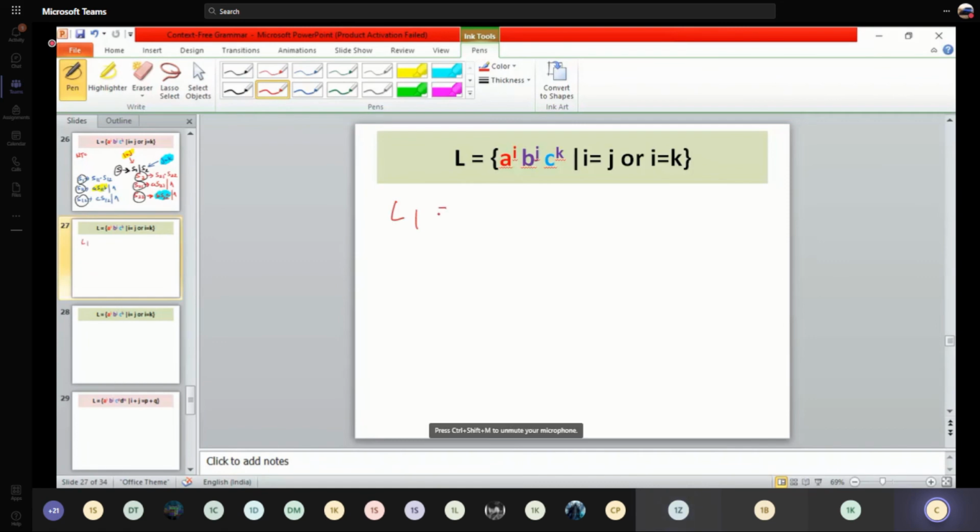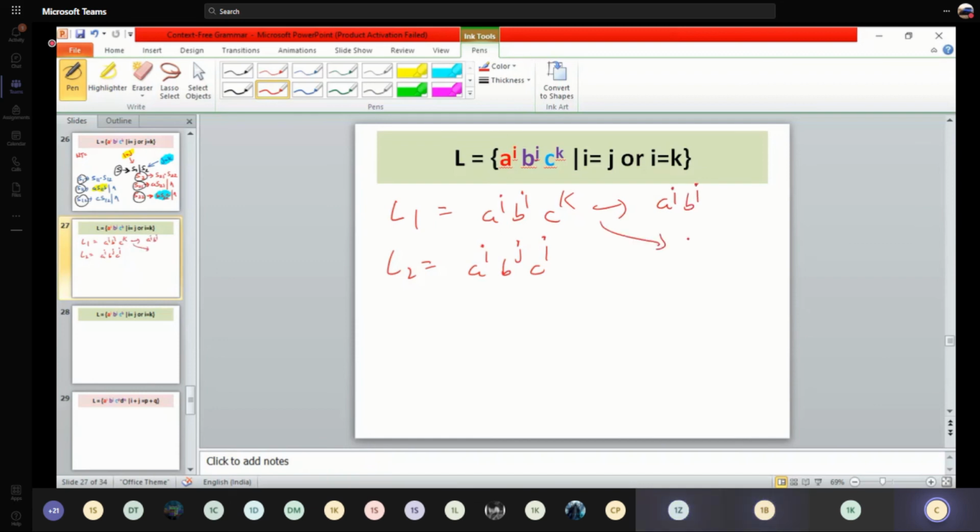L1, which is A raised to I, B raised to I, C raised to K. We have the L2 language, which is A raised to I, B raised to J, C raised to I. Again, for the L1 language, we have A raised to I, B raised to I, and C raised to K. And for this L2, you can see A and C are equal. Inside that, we have to generate B.